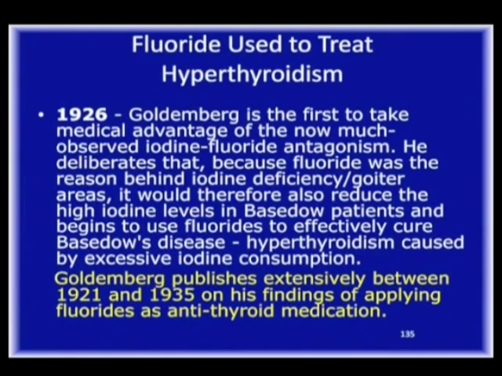In 1926, Goldenberg was the first to take medical advantage of the now much observed iodine-fluoride antagonism. He deliberated that because fluoride was the reason behind iodine deficiency in goiter areas, it would therefore also be able to reduce the high iodine levels in Basedow patients, and began to use fluorides to effectively cure Basedow's disease, which is hyperthyroidism caused by excessive iodine consumption. Goldenberg published extensively between 1921 and 1935 on his findings of applying fluorides as anti-thyroid medication.